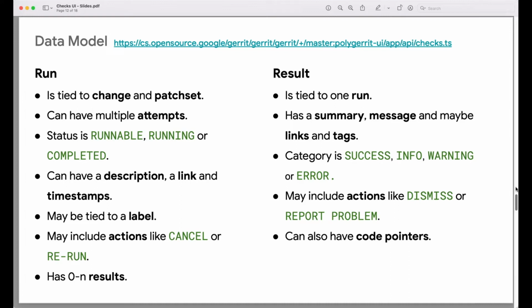What we think you can always map everything to is the concept of having one run with the status runnable, running, completed, having multiple attempts, maybe timestamps, and this run is tied to one specific patch set of one specific change. Then this run, as soon as it's completed, can have 0 or as many results as you want, where 0 results implicitly means success, but you can also have an explicit success result if you want, and an arbitrary amount of results. And then this result can be of category success, info, warning, and error. That's important.